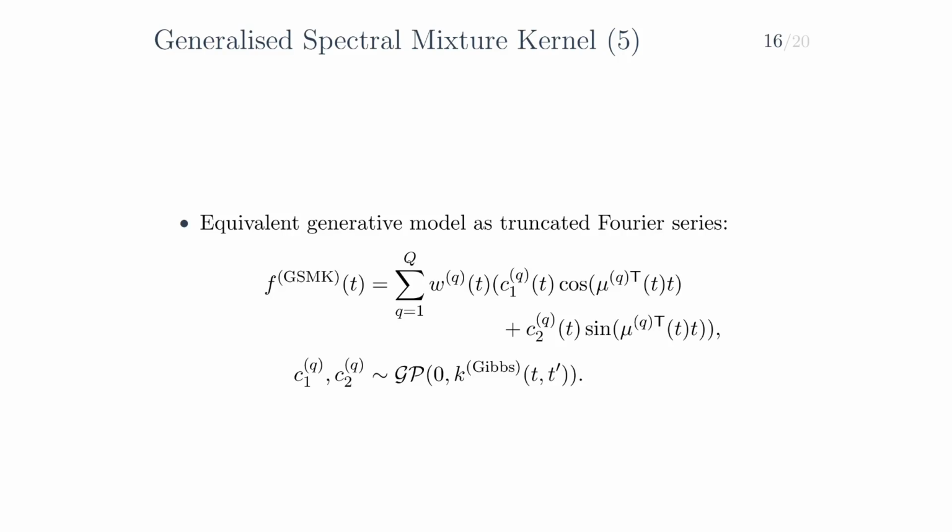Like the spectral mixture kernel and its multi-output generalization, the generalized spectral mixture kernel can also be interpreted through the lens of an equivalent generative model, which, like before, is of the form of a truncated Fourier series. It models the underlying function with a sum over Q components, where every component has a weight that now depends on time, importantly, and every component is a linear combination of a cosine and sine, with frequencies given by the centers of the Gaussian bumps. But now the frequencies also depend on time. And finally, the coefficients of the cosines and sines, like before, also depend on time.